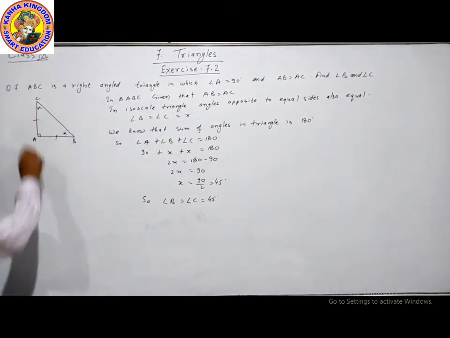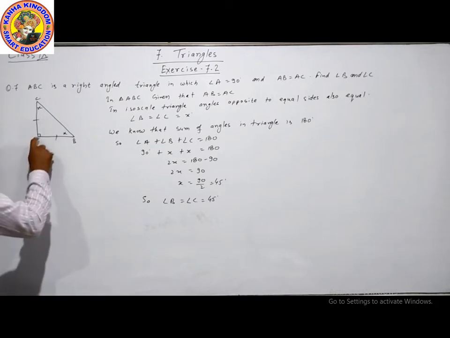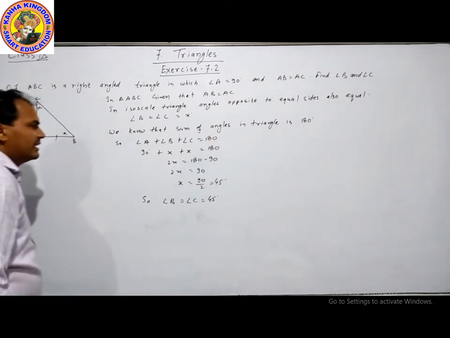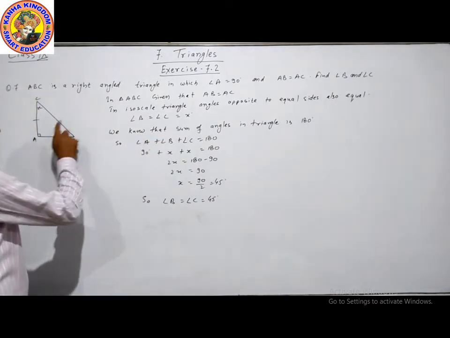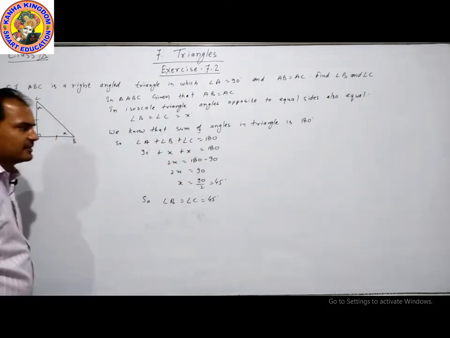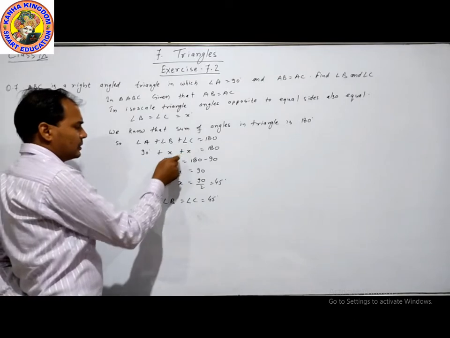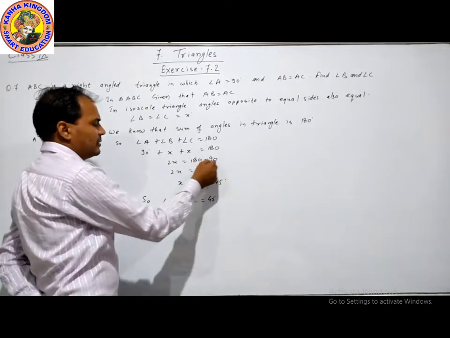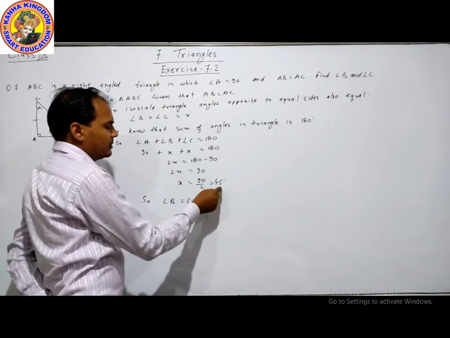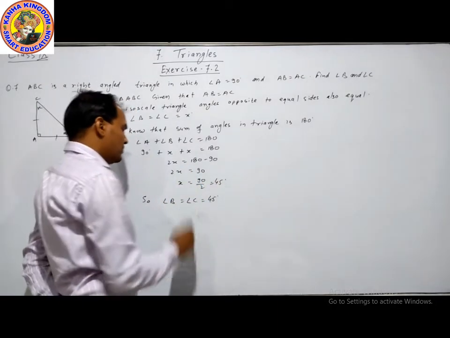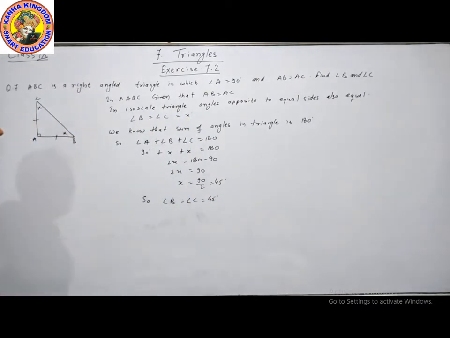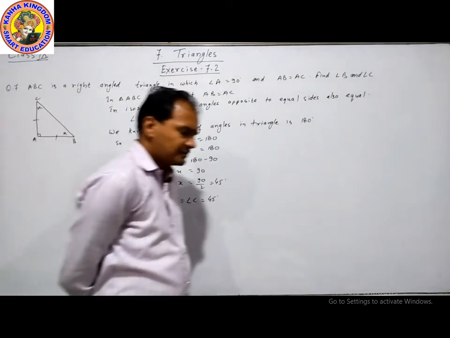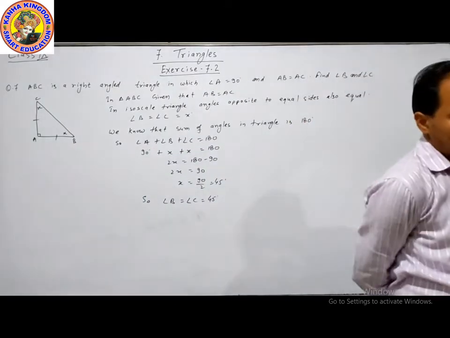We know that sum of all angles is 180 degree. So angle A plus B plus C is equal to 180 degree. The value of angle A is 90. The value of angle B is x degree. The value of angle C is x degree, is equal to 180. 2x, we transpose 90. So 180 minus 90 is 90. Divide by 2, 45. So x is equal to 45. Angle B and angle C value is x. X is 45 degree. So the value of angle B and angle C is 45 degree. You can take a screenshot of this. We will move to our next exercise.